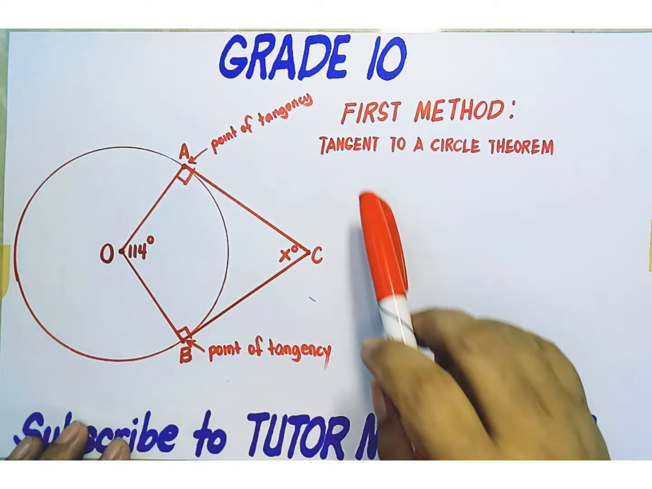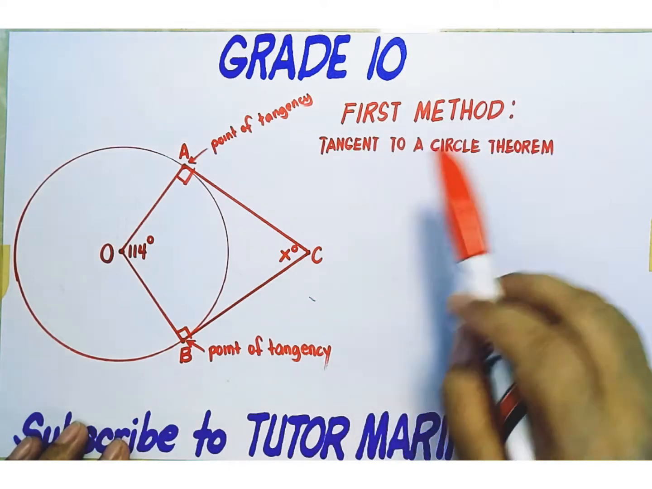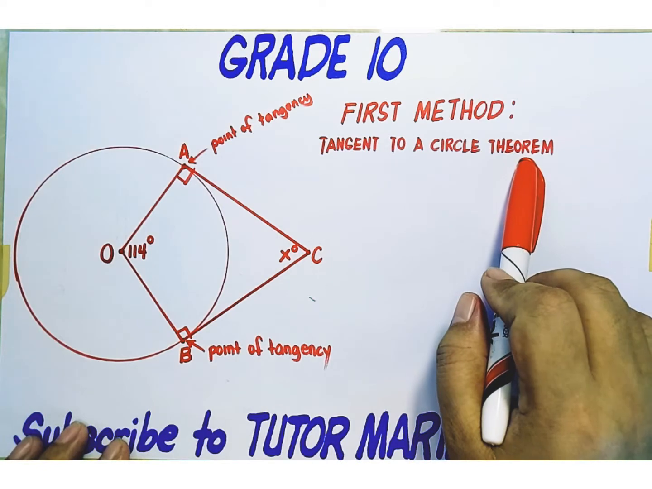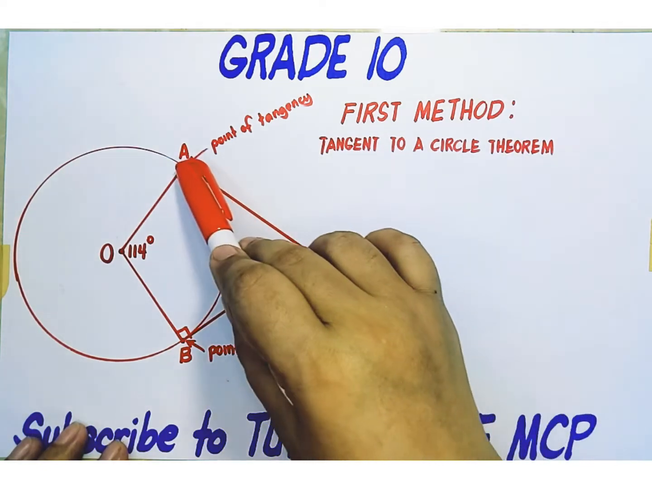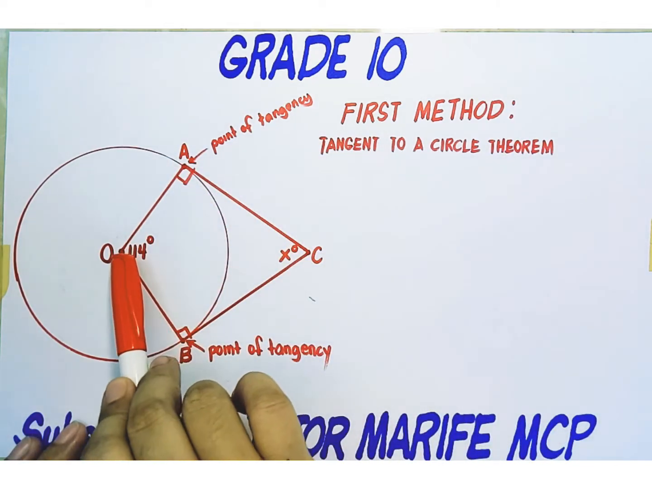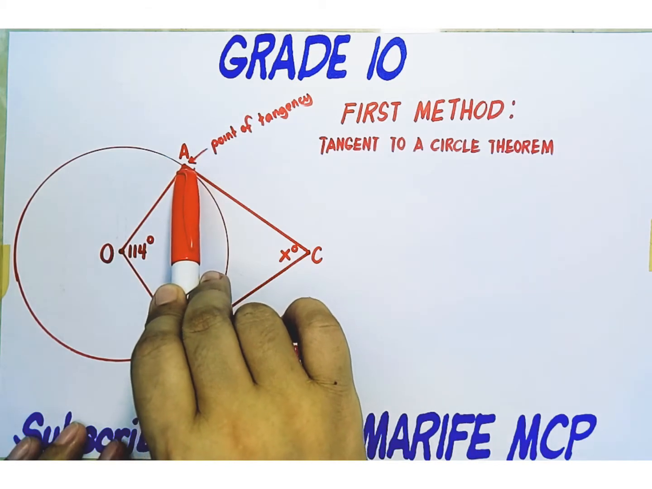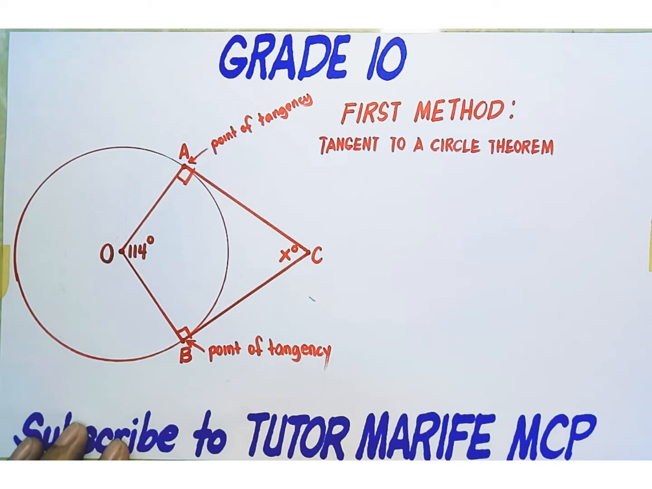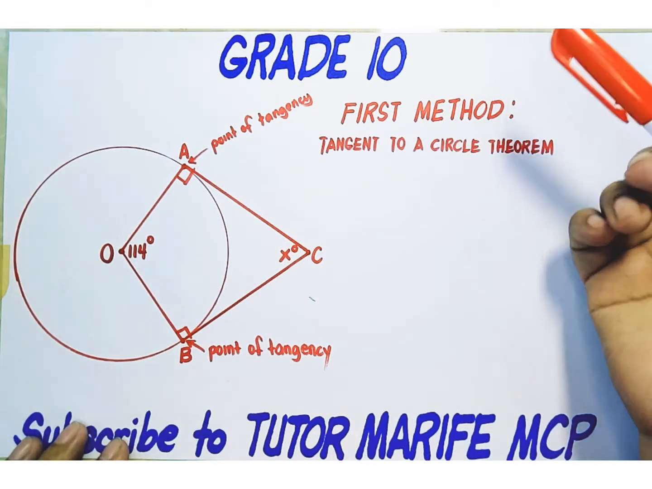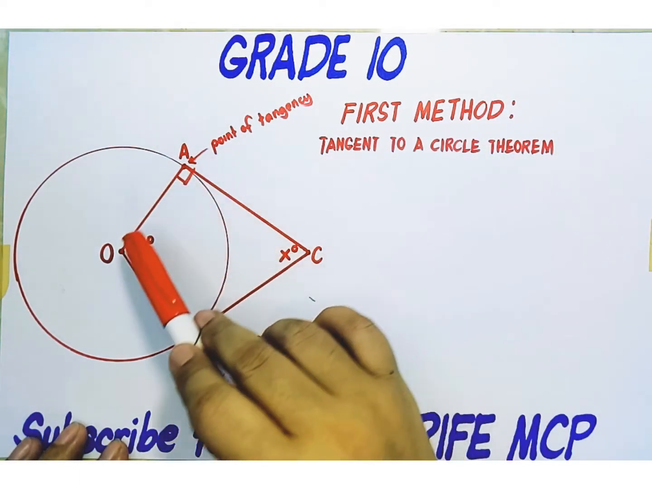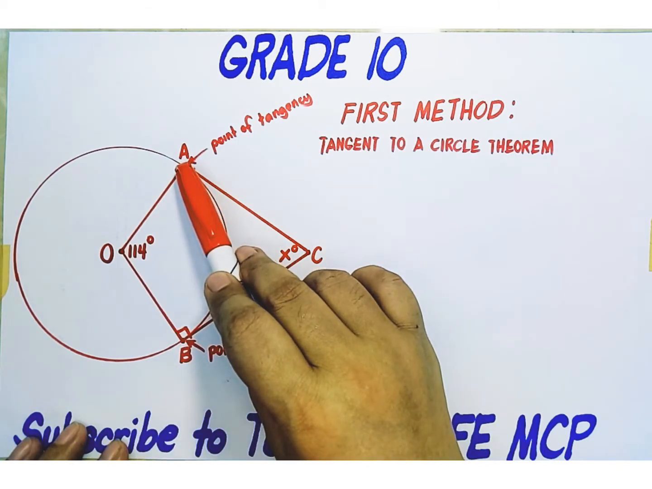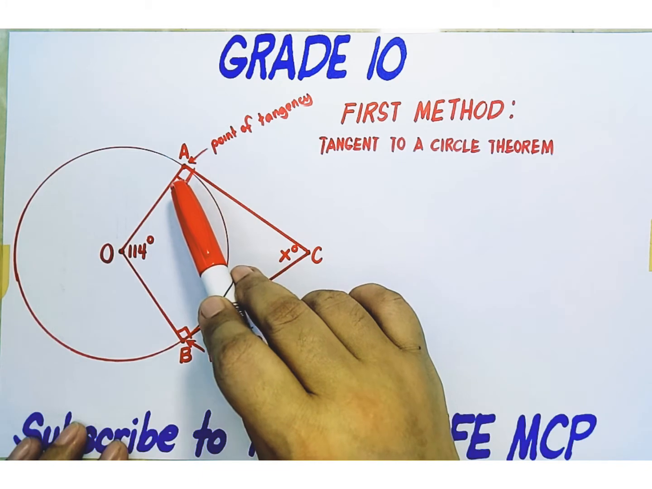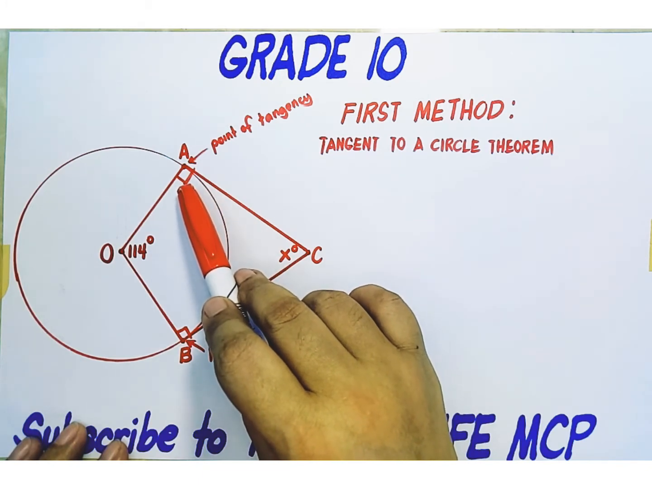We're going to use the tangent to a circle theorem. The tangent to a circle theorem states that the tangent to a circle and the radius drawn to the point of tangency are perpendicular to each other. When we say perpendicular, the angle between the radius drawn to the point of tangency and the tangent segment is exactly equal to 90 degrees.